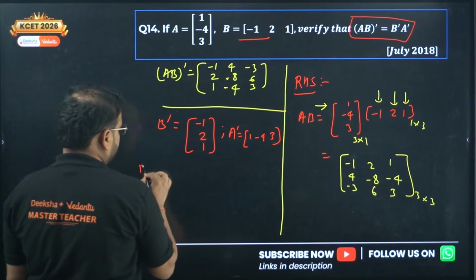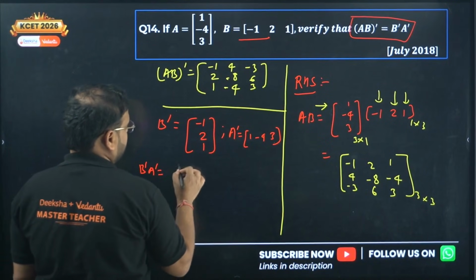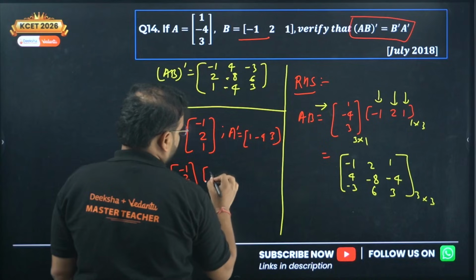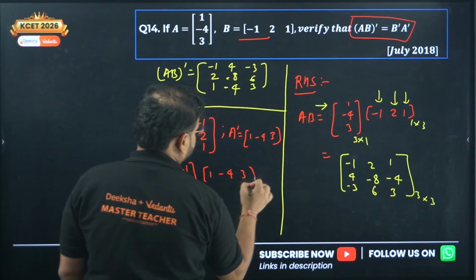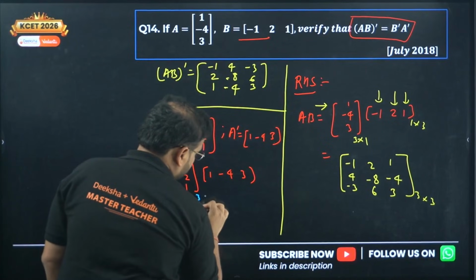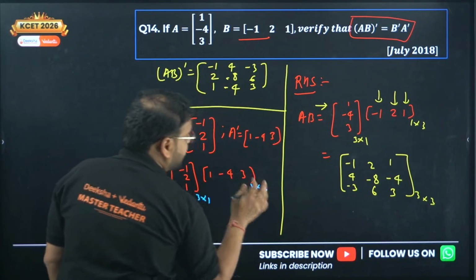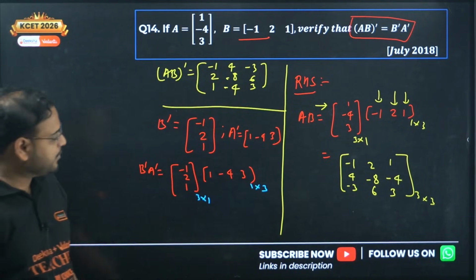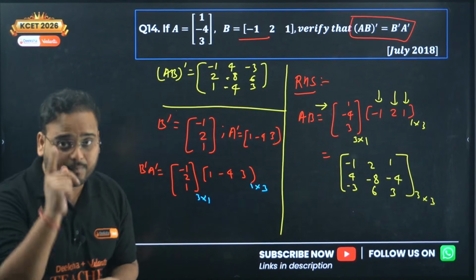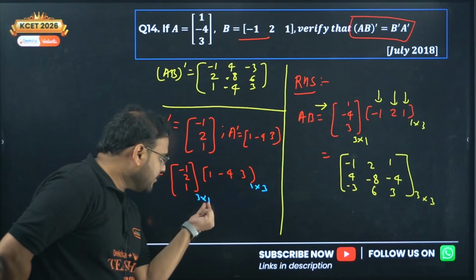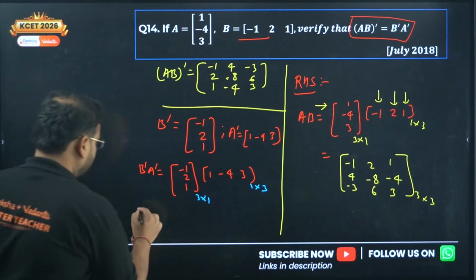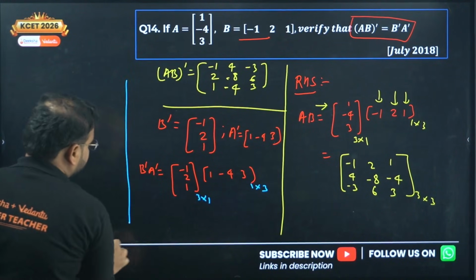So we're looking for B dash, A dash. Multiply in that order: minus 1, 2, 1 and 1 minus 4 and 3. Again, same thing you can see over here. Please observe, it is 3 cross 1, 1 cross 3. Very important to know: to multiply, the number of columns over here has to be the same as the number of rows in the second matrix. Okay, sir. Do the multiplication please now.